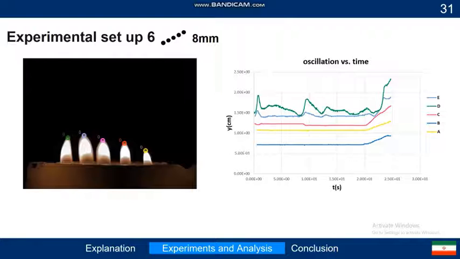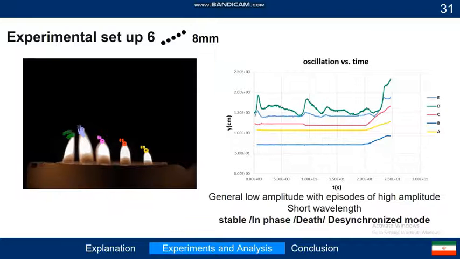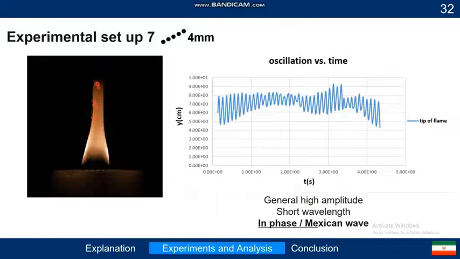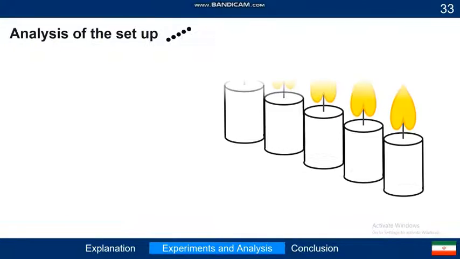Next is the line shape at 80 millimeters. As you can see, mostly it is stable mode. At 40 millimeters in line shape, we can see they merged and they have in-phase mode.